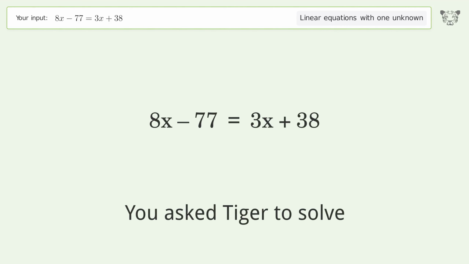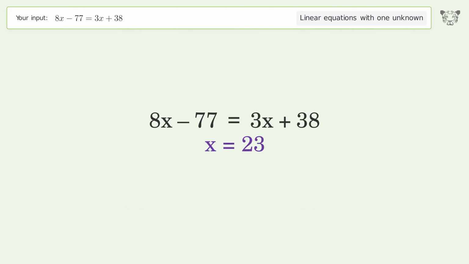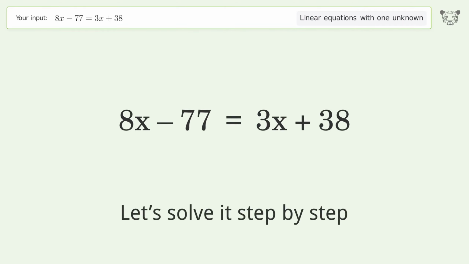You ask Tiger to solve this. This deals with linear equations with one unknown. The final result is x equals 23. Let's solve it step by step.